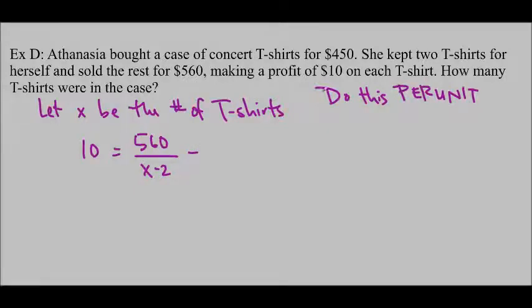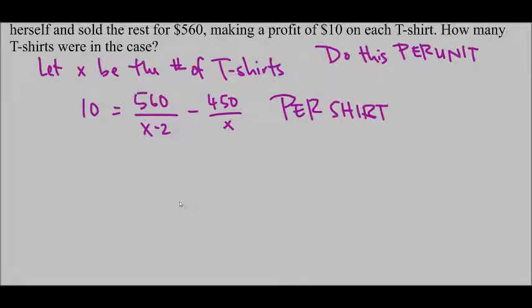And she bought them for $450 over x. So she bought the whole thing for $450, and she had x t-shirts in there. So that is how much she paid per shirt. So this is the revenue per shirt minus the cost per shirt, which gives us the profit per shirt. So we're doing everything per shirt, which sounds funny when I say it that many times. Okay, so now that I have my equation set up, I can solve it.